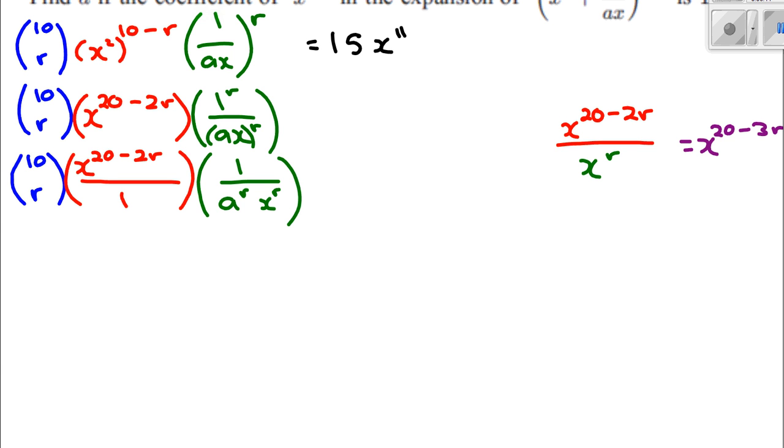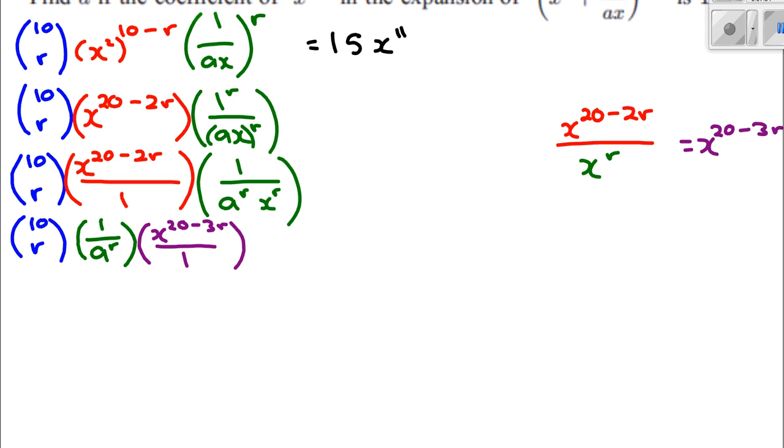So that means that these two things are going to cancel down. You've still got all your other stuff going on though, so let's start to write that out. 10 to the r, and then that bit, we'll just put it in purple. Some people like to put the coefficient at the beginning. You might want to put 1 over a to the r first. Notice that what's left behind after you've cancelled this is still 1 over a to the r. I want that in green. 1 over a to the r, and then we've still got this purple bit, X to the 20 minus 3r. If it helps, write it over 1, just so that you see that it's that times that times that.